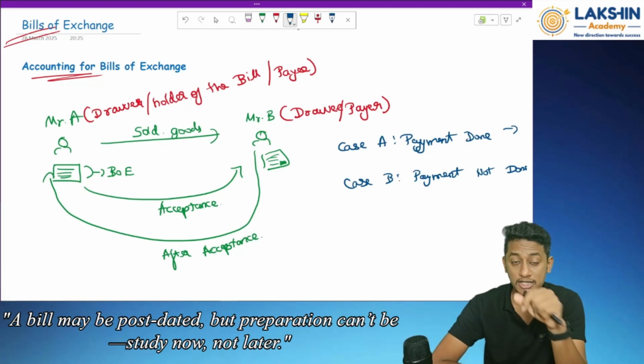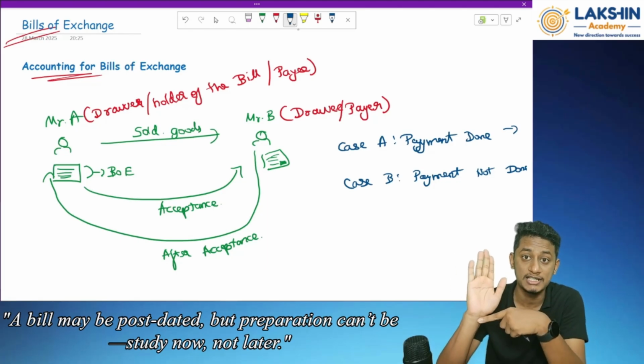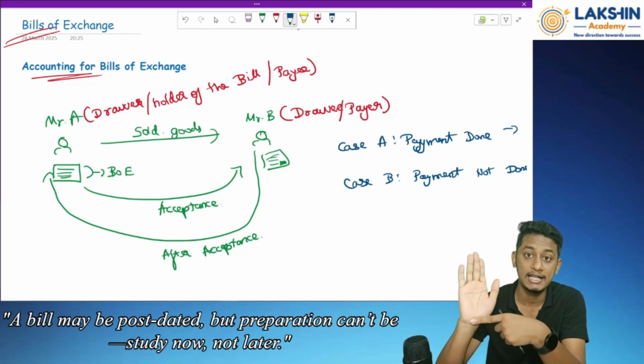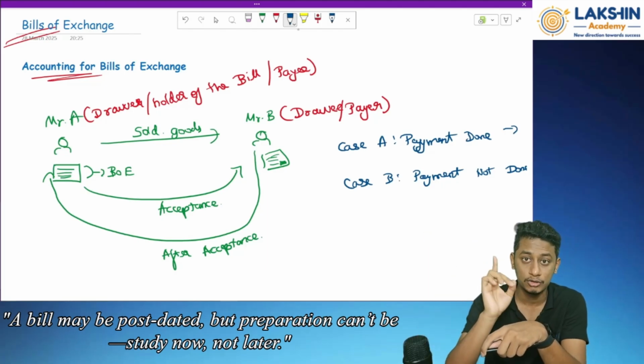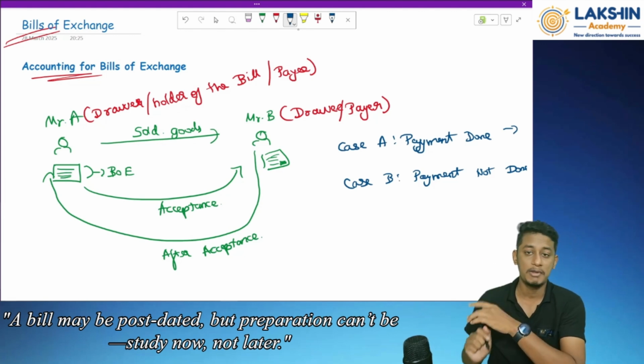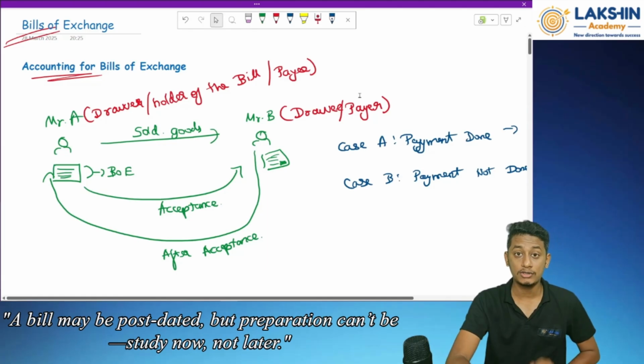So now what can Mr. A do? If Mr. A draws a bill of exchange, he will have a legal document saying that Mr. B had agreed that he will make the payment after 3 months. But since now he is not making the payment, I will drag you to the courts. Clear? This is how a bill of exchange really works. Fine. Now let's move ahead and let's see how the accounting is done.